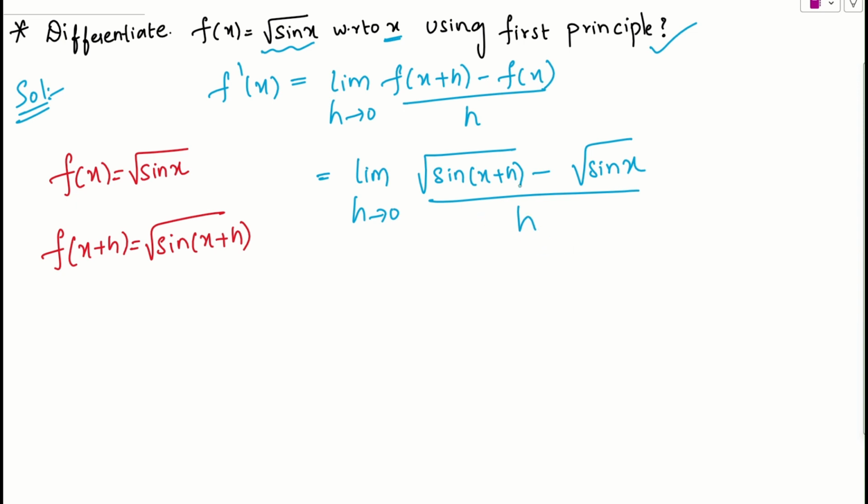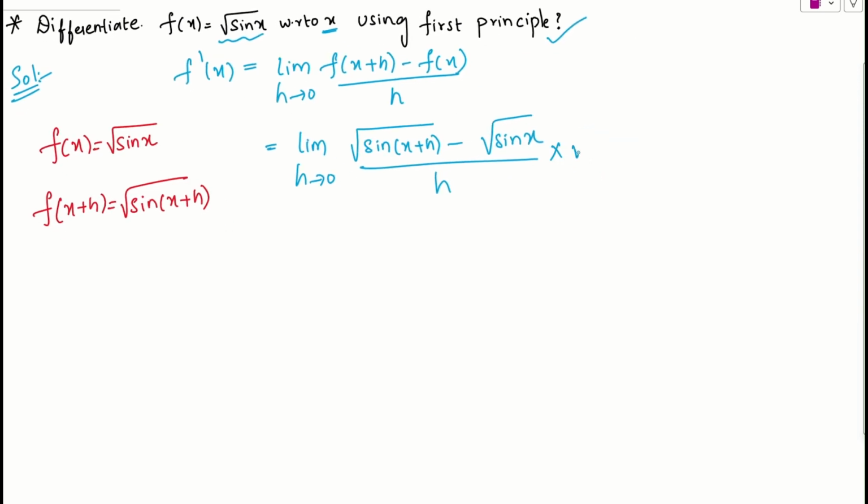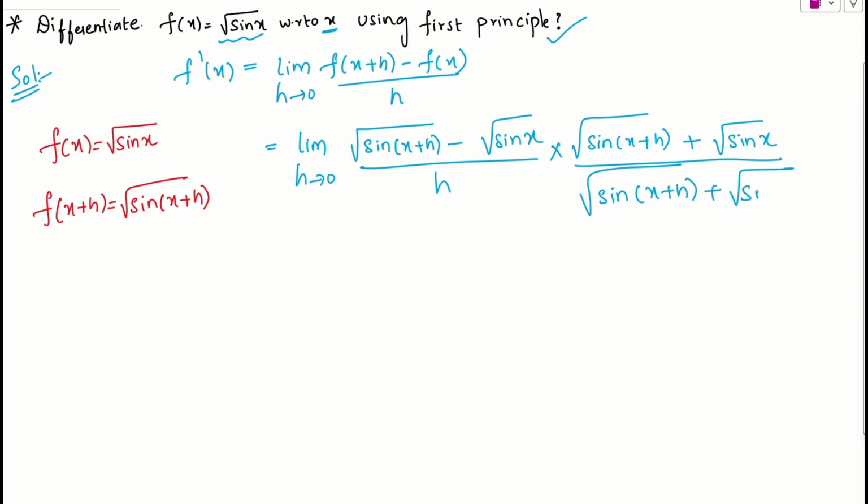So whenever you have a root, the only thing we can do is rationalization. What is meant by rationalization? Multiply the numerator by root of sine of x plus h with the opposite sign, because I am rationalizing the numerator, and divide with the same number: root of sine of x plus h plus root of sine x. Is it okay?